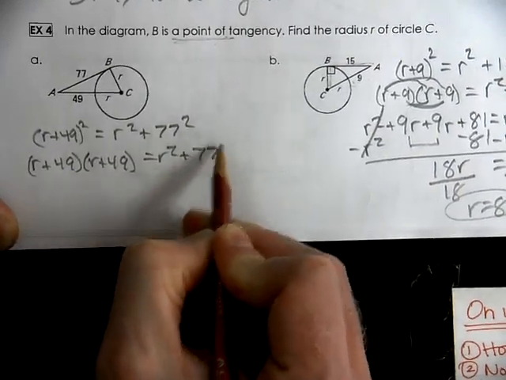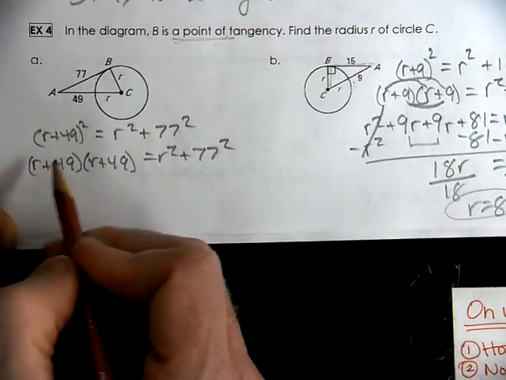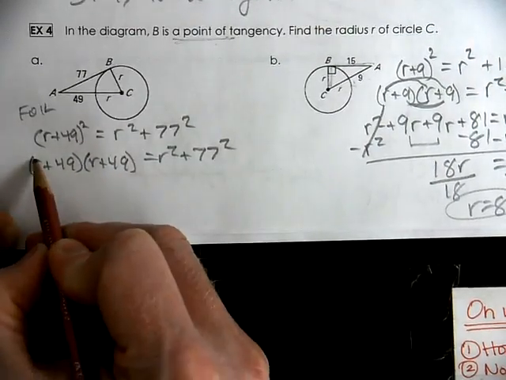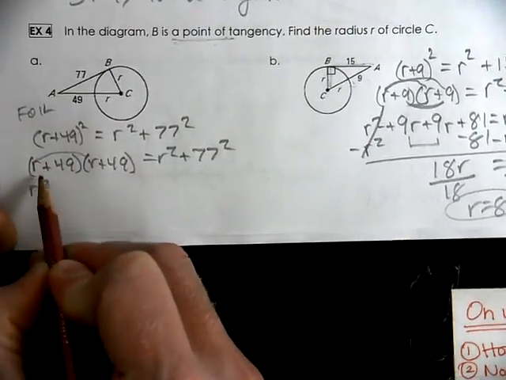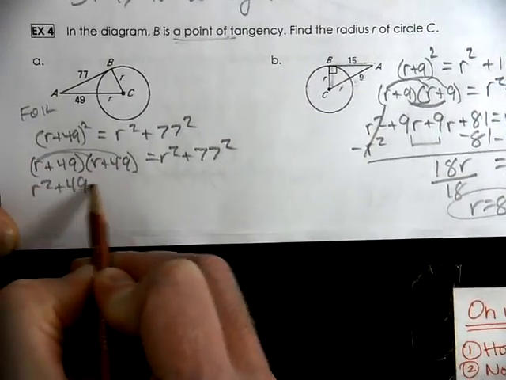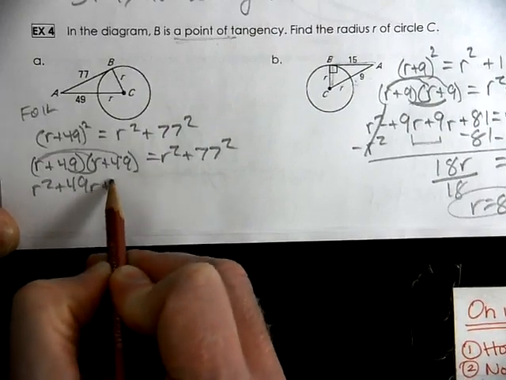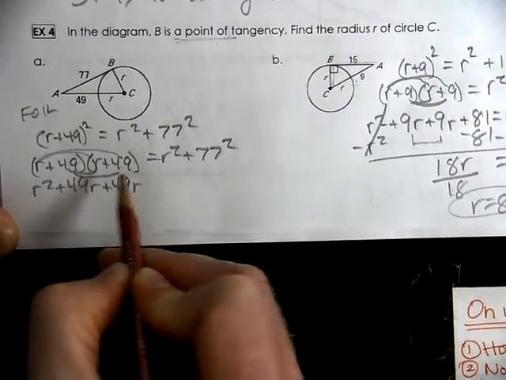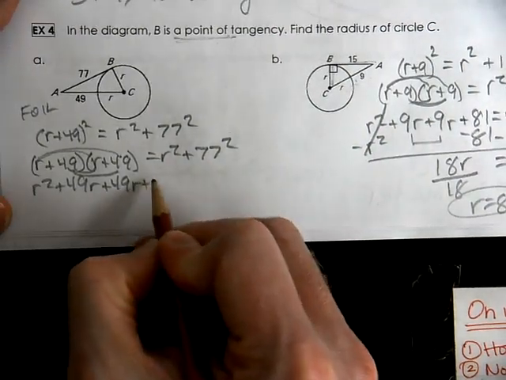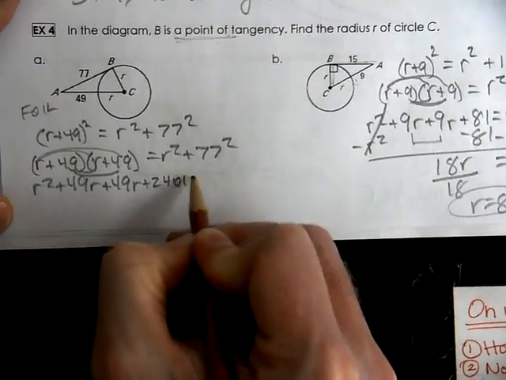Then we do what's called FOIL, and you multiply the front to give you R squared. You multiply the outer to give you 49R, the inner to give you 49R, and the last to give you 49 squared, which is 2,401.